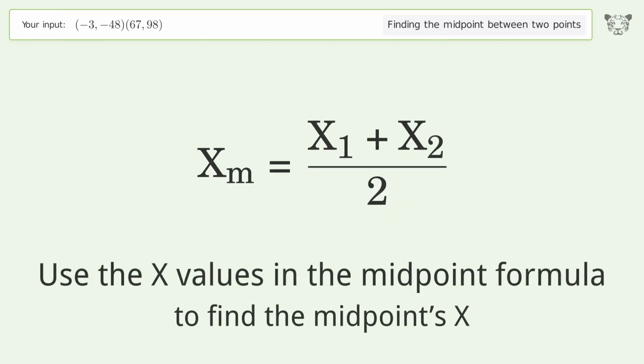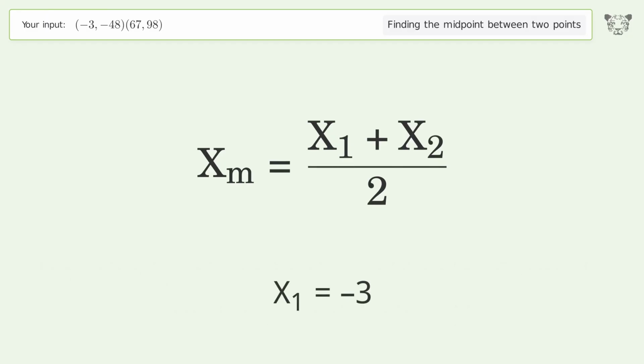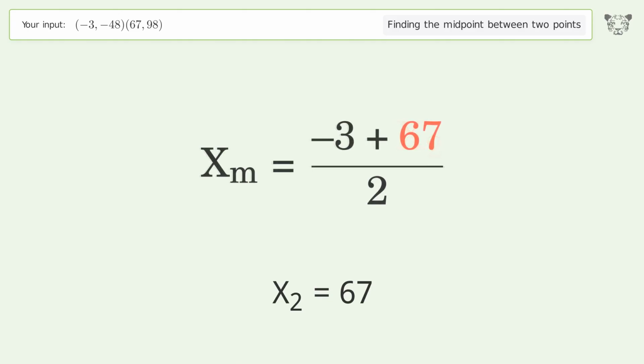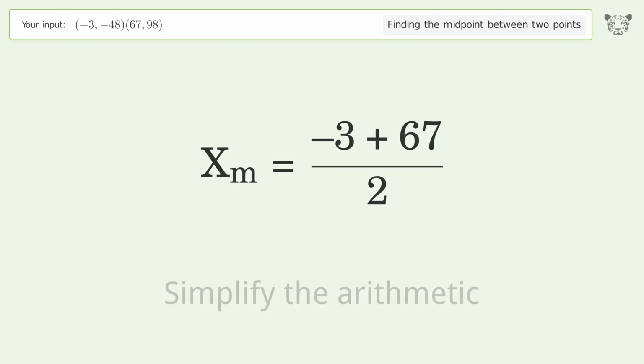Use the x values in the midpoint formula to find the midpoint's x. x1 equals -3. x2 equals 67. Simplify the arithmetic.